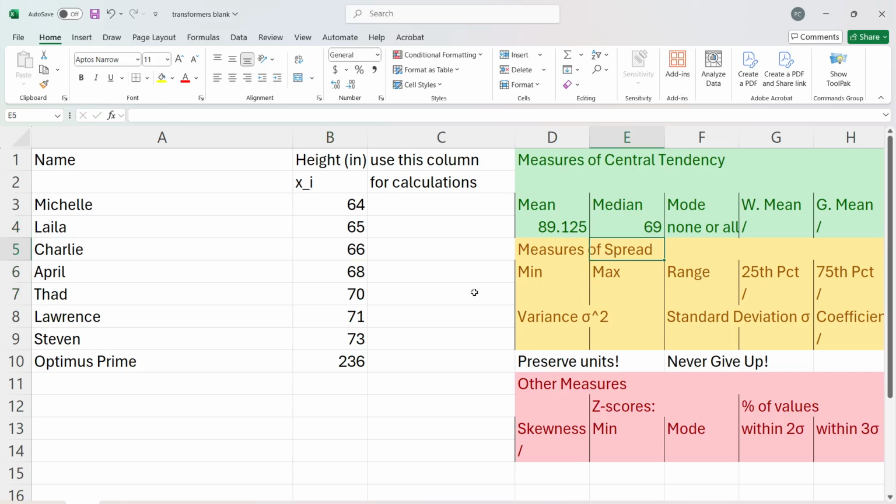Well, 89 as a sample average is indeed very, very tall. You would look and you would see that 7 of my 8 individuals are shorter than that, in fact, by quite a lot. They're all at least a foot shorter than average. And then there's the other fellow, Optimus Prime, who is something like more than 10 feet taller than average.